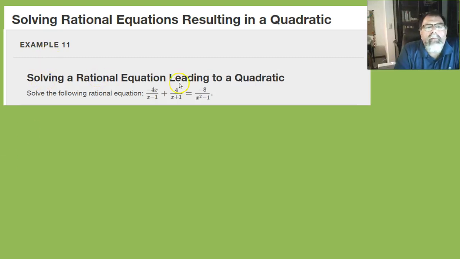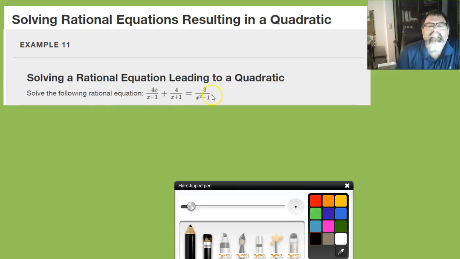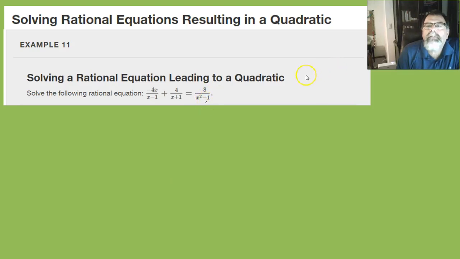Example 11, solving a rational equation leading to a quadratic. From our earlier section, we know to solve a rational equation, we want to clear the fractions. So we're going to multiply by the LCD. If you factor, that's a difference of squares, we have x plus 1, x minus 1. And if you factor this, it's x plus 1, x minus 1 as well, so I don't need anything else. That's going to be my LCD.